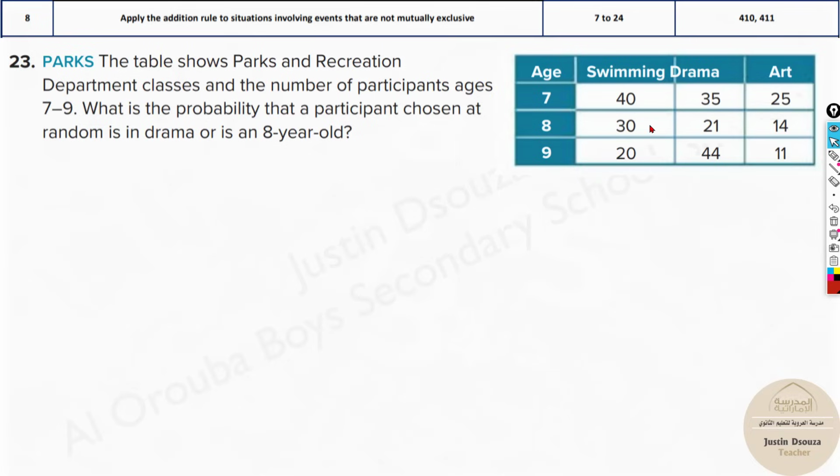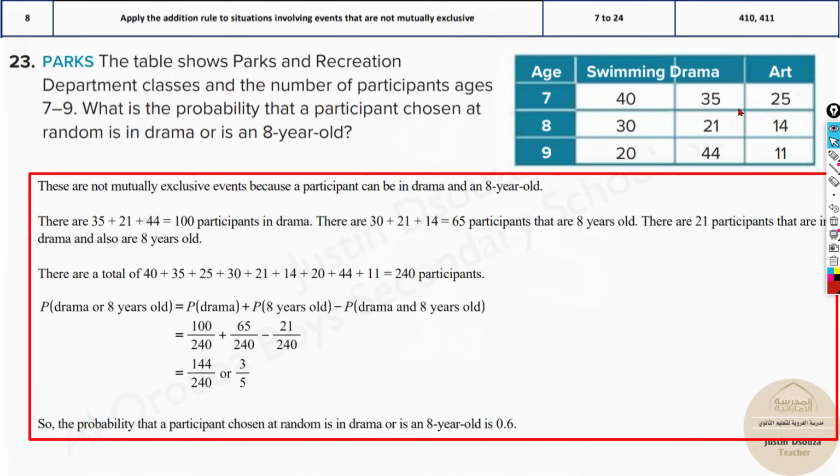So you just have to sum up all these 8-year-old numbers and drama and then subtract the common, because this is not mutually exclusive. It'll be adding all this up, adding all this up. This drama is 100, this is 65, minus 21, by the total number, which is 240. How do you find this total 240? Add all the terms in this table.